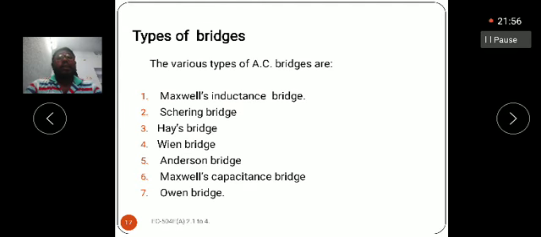Now in the AC bridges we have different types like the Maxwell inductance bridge, Schering bridge, Hay bridge, Wien bridge, Anderson bridge, Maxwell capacitance bridge, and Owen bridge. These are the various types of AC bridges. In the AC bridges, we have seven types of bridge circuits.